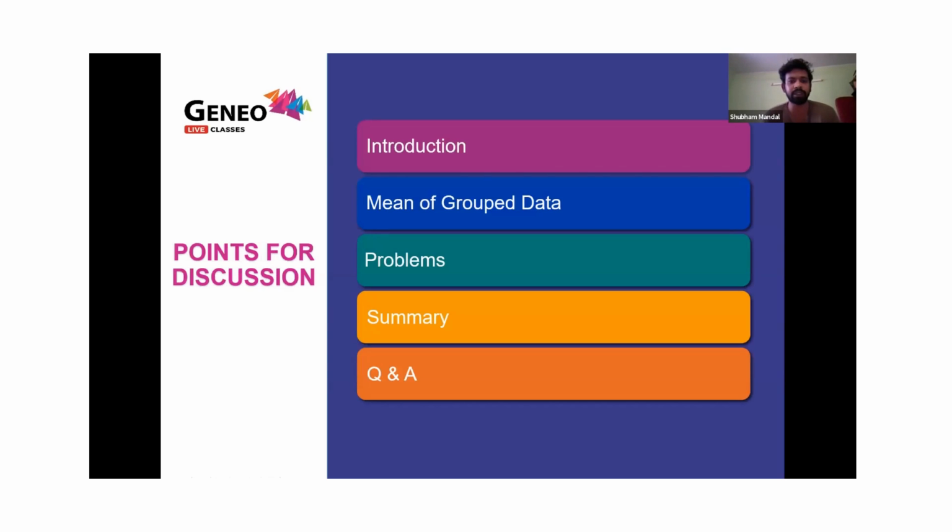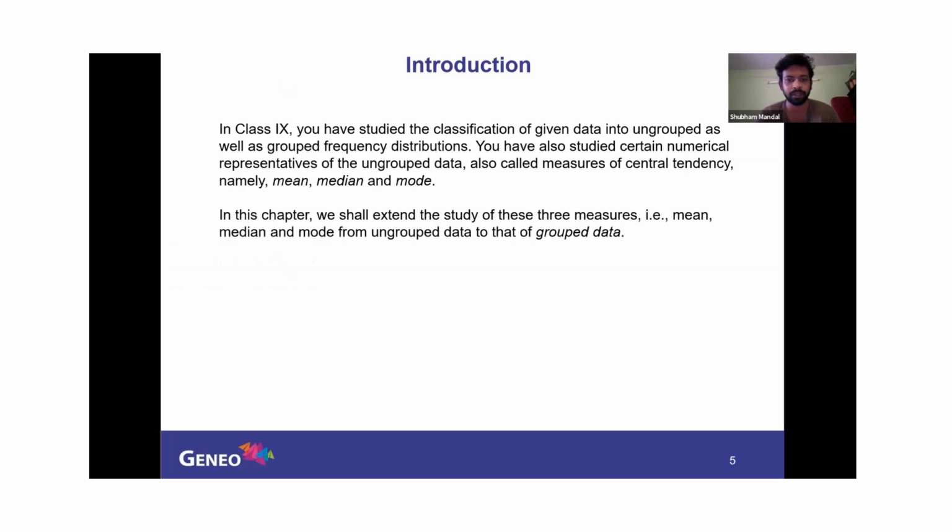Today we'll be discussing how to find the mean of group data. We'll discuss three methods, and today we'll not be doing any problems because there are three different methods and it will take some time to sink in, even though they're very easy. The problems will be your homework. You need to go back and practice at least 2-3 problems using all the three methods.